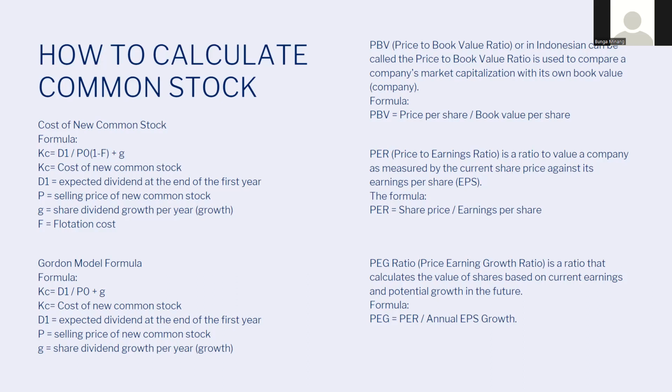Formula PBV: price per share divided by book value per share. PER, price to earnings ratio, is a ratio to value a company as measured by the current share price against its earnings per share. The formula can be seen below. And PEG ratio, price earnings growth ratio, is a ratio that calculates the value of shares based on current earnings and potential growth in the future. And the formula can be seen under it.